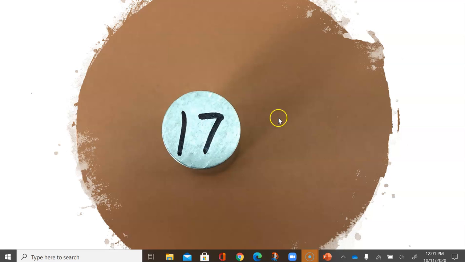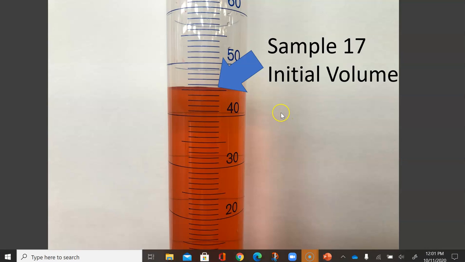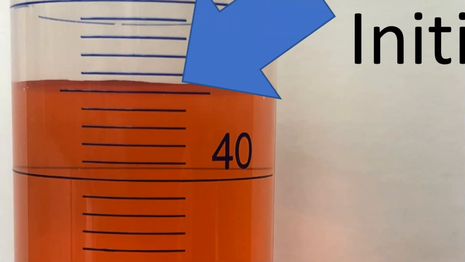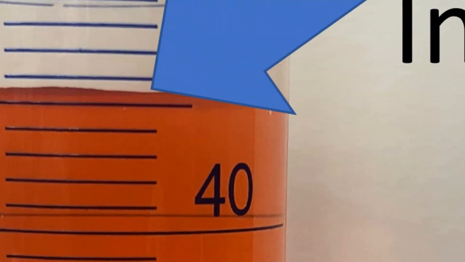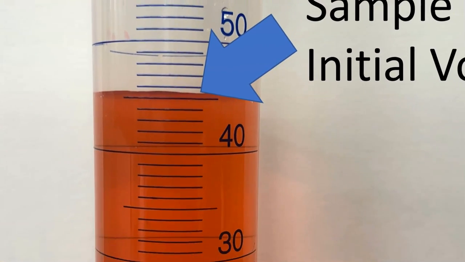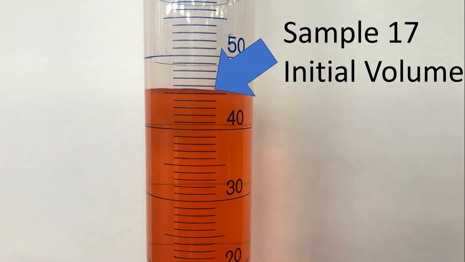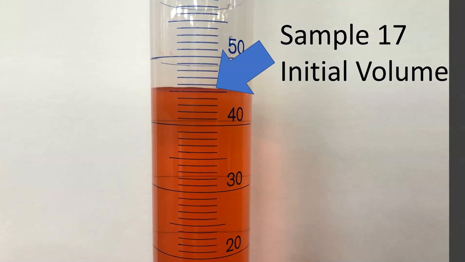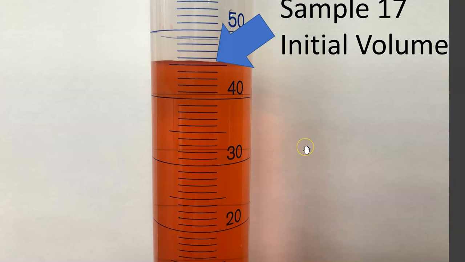So for example, this is sample 17. So that's what you're going to record in your data table. This is sample 17's initial volume. So really try to look at what that would be, and remember to use your estimating powers as you look at that. And again, that PDF version is available so that you can see it a little more clearly.